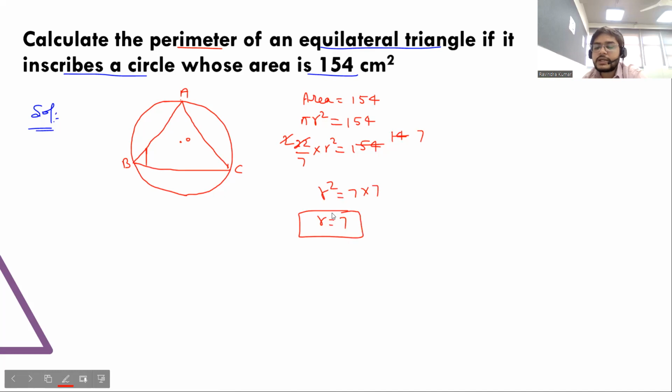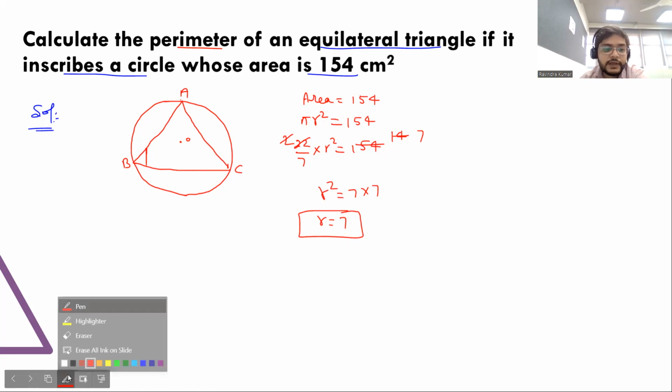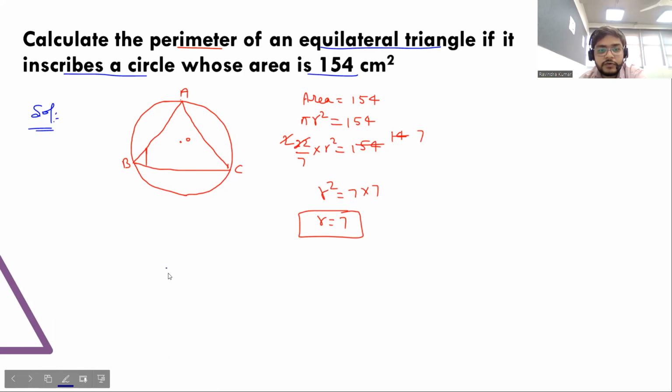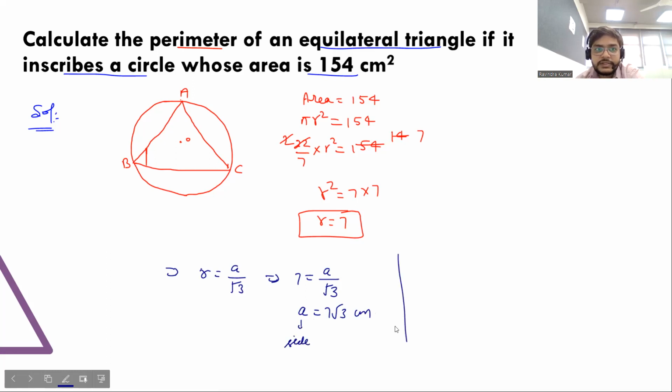But we need to find the perimeter of the equilateral triangle. It means we need to sum up all the sides of this equilateral triangle. So first we need to find the side of the equilateral triangle, right? So let's begin. All this thing we call a circumcircle, because there is a circle touching all the vertices of the triangle, right? So what we will do, r is equal to a divided by root 3. This is the direct formula we have. So r is equal to 7, which is a divided by root 3. Now a is equal to 7 root 3. Here a means the side of the equilateral triangle, right? So now the perimeter is easy to calculate.